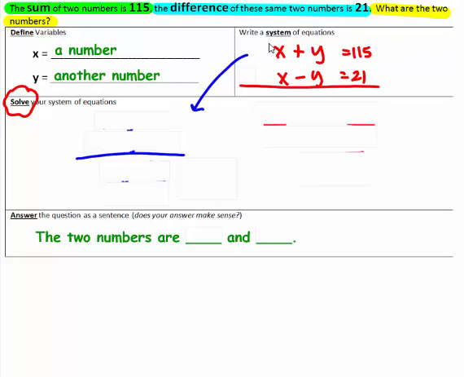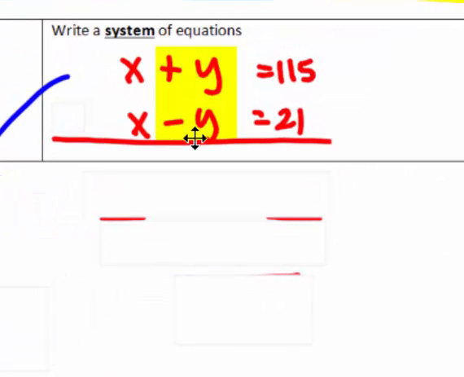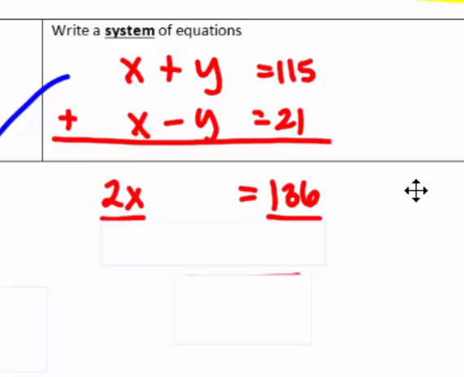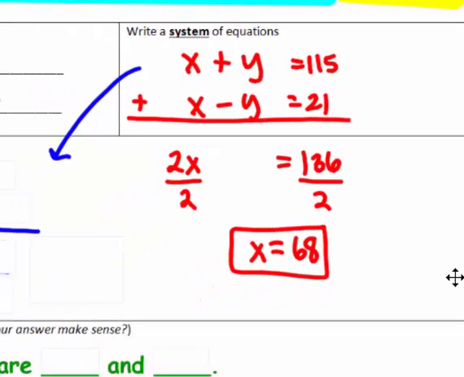Okay, so now we've got our system of equations from these two parts of the problem. And what do you know? Our y's are already matching but opposite, positive y, negative y. So if we add our two equations together, we've eliminated y. So then all we need to do is divide both sides by 2, and we figure out what x is.